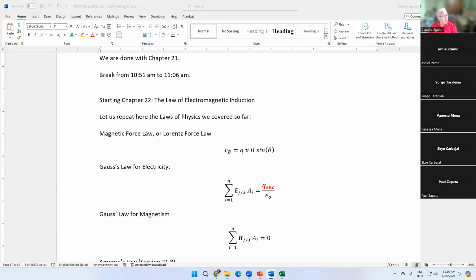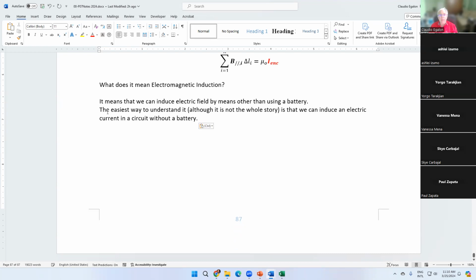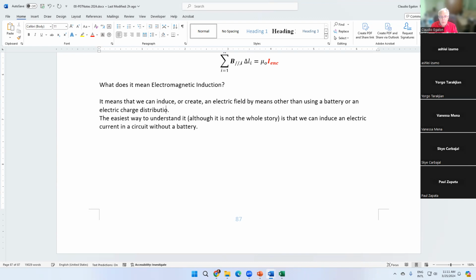What does it mean by electromagnetic induction? Well, electromagnetic induction means, in this specific case, that we can induce or create an electric field by means other than using a battery or an electric charge distribution.